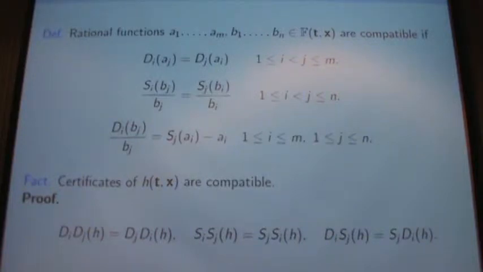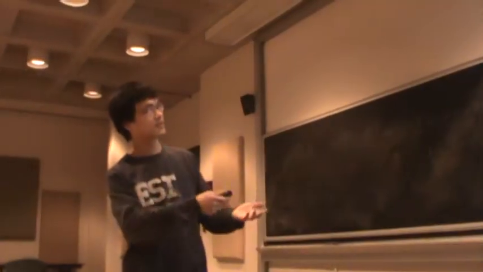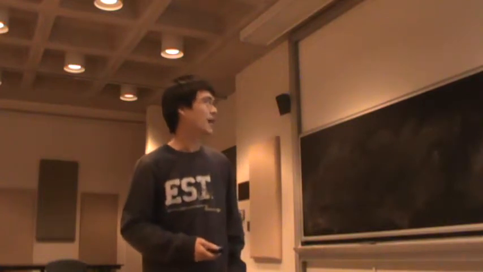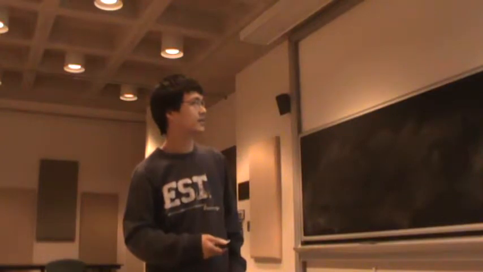They satisfy the following, what we call the compatibility conditions. So let me first give a definition. Rational functions a1 to am, b1 to bn are said to be compatible if they satisfy the following three groups of conditions. The meaning of those compatibility conditions is that those rational functions satisfy this system of differential equations. Note that they are not linear; in fact, they are nonlinear. And then you can observe that certificates of a hypergeometric function are compatible.